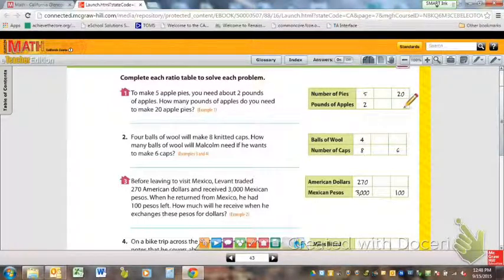Number 1. To make 5 apple pies, you need about 2 pounds of apples. About how many pounds of apples do you need to make 20 pies? And again, each of these problems tells you what example you can go look at to see how they did it. So we're starting from 5 and 2. I'm going to times this by 2. So 5 times 2 is 10, and 2 times 2 is 4. Now I'm going to change my 10 to 20 by multiplying it by 2 again to get 20. And 4 times 2 is 8. So I would need 8 pounds.